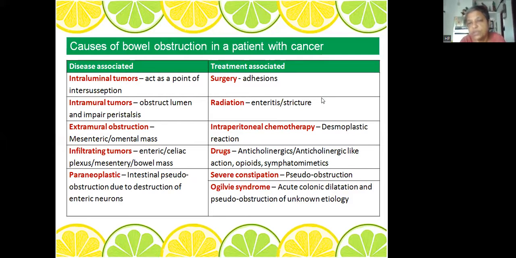When we talk about treatment associated causes, it may be due to adhesions after surgery, radiation, or intraperitoneal chemotherapy. Some drugs, such as anticholinergic drugs, can also cause obstruction. Then there is severe constipation, where the stool becomes very hard and causes an obstruction. And of course, acute colonic dilatation and pseudo-obstruction of unknown etiology. So, a lot of causes are there.